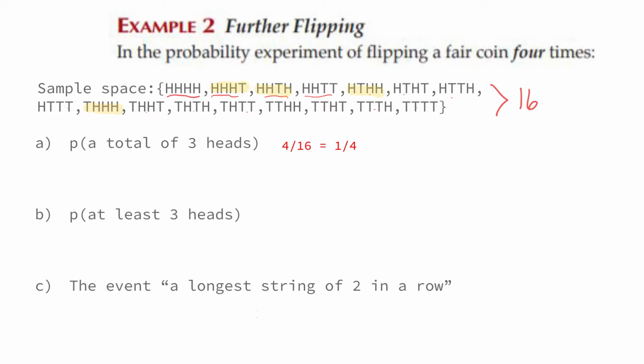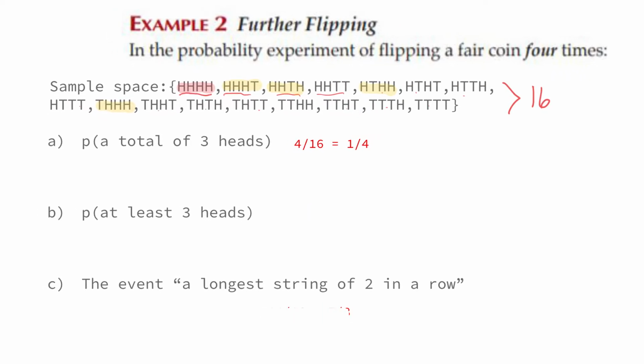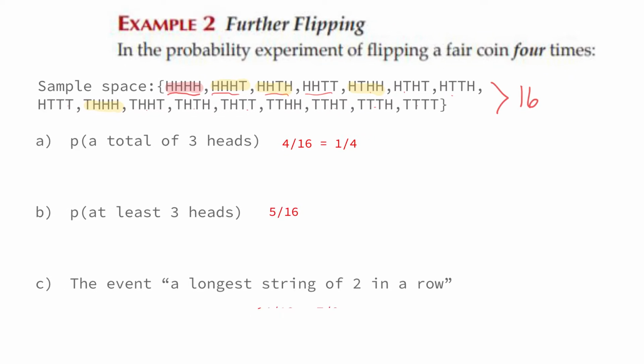Now, the next one says, what's the probability of getting at least 3 heads? So this would be 3 or more heads. So we would add to it this one. Let's see, are there any others? Looks like that is it. So that would be 5 out of 16.